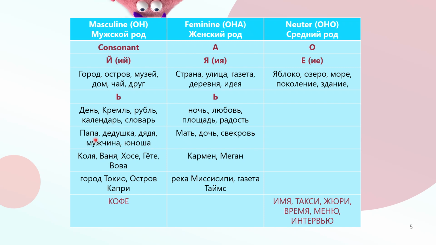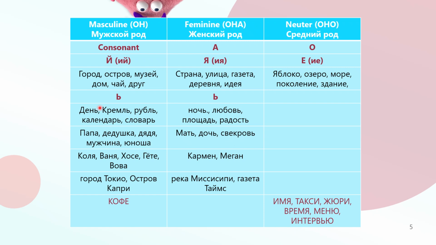For example, дедушка, grandfather, дядя, uncle, мужчина, man, юноша, boy. The same is here. Мать, mother, is female, that's why this noun is in feminine gender. Дочь, daughter. Свекровь, mother-in-law.